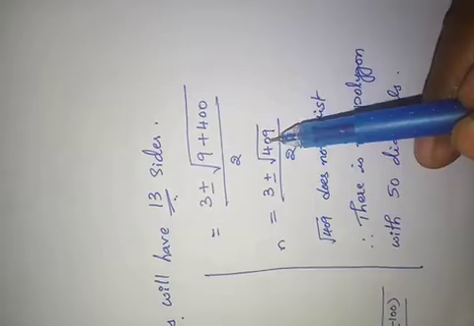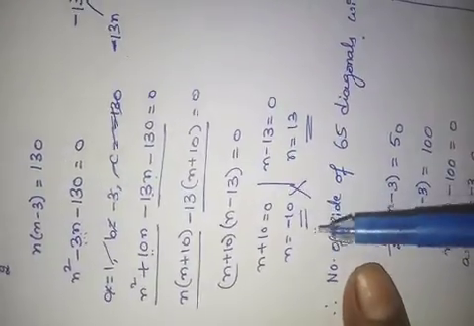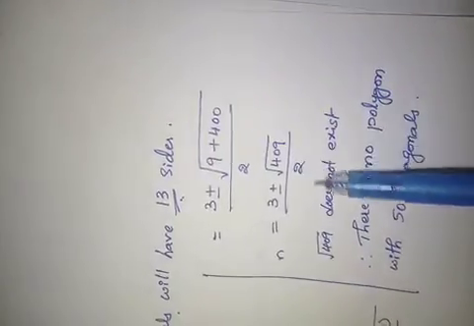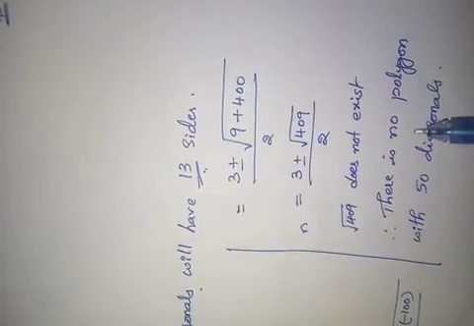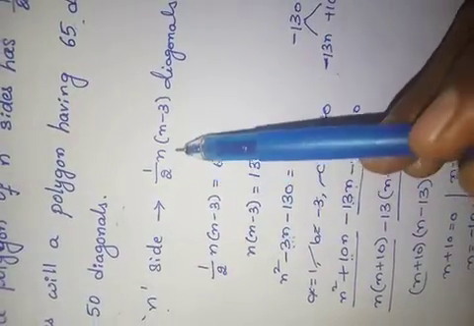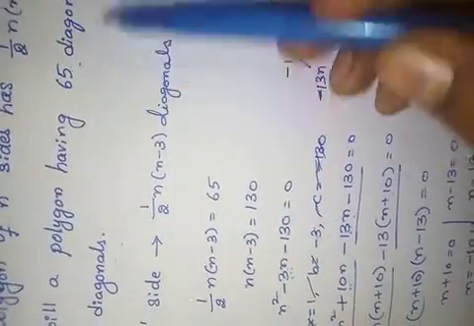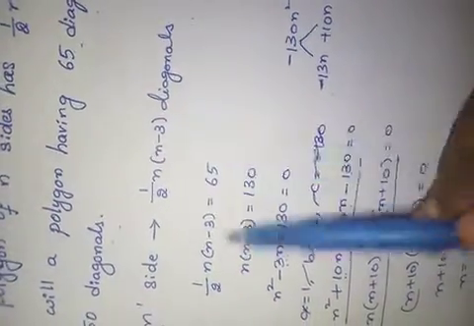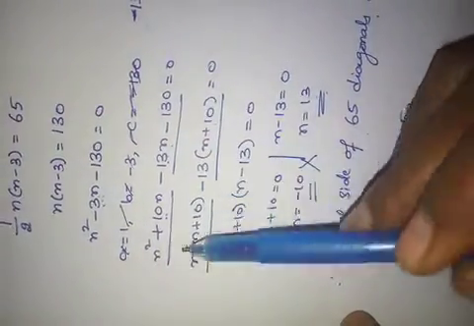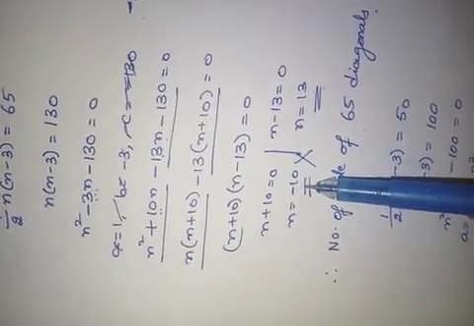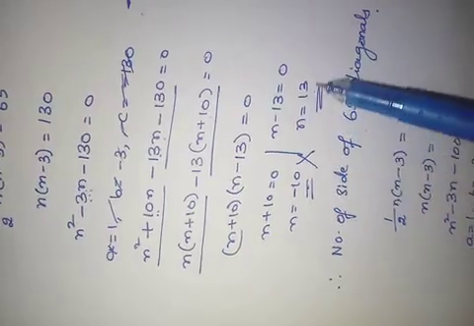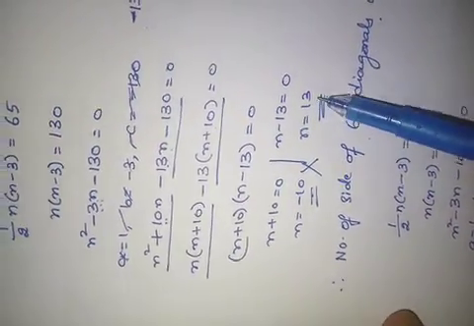If I got this value, root value, if I solve it, here I got two values. No, in the same way I will get two values. But root 409 does not exist. So there is no polygon with 50 diagonals. That's all. Problem is completed. See one more time. For n sides, there are 1 by 2 n into n minus 3 diagonals. For 65 diagonals, how many sides are there? Equate it both. By solving by factorization method, I got two values. Negative value. There will be sides in negative value? No. Therefore, the number of sides of a 65 diagonals have 13 sides.